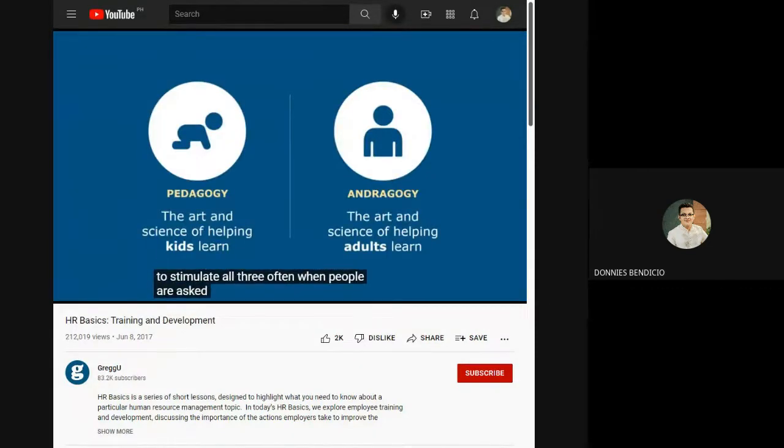Often, when people are asked to assume a trainer role, they begin with an image of training based on how they were taught in the past. In most instances, the image in their minds is closely related to how they were taught as children in school. But there are some significant differences between children and adults as learners. It's important to understand these differences, referred to as pedagogy, or the art and science of helping kids learn, and andragogy, the art and science of helping adults learn, so that you can gear your training to the needs of your adult audience.